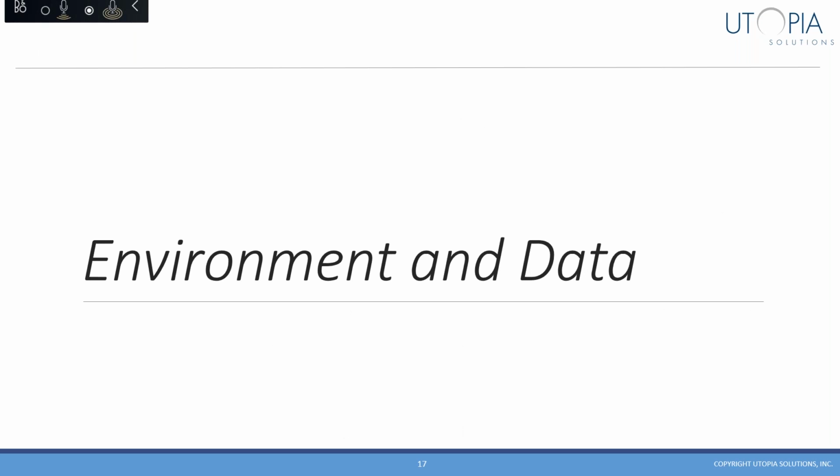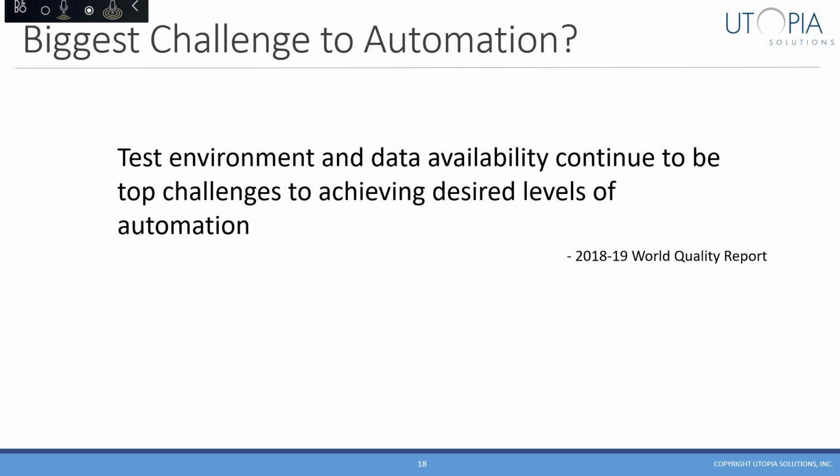Actually, next. So we're going to spend the remainder of the time talking about environment and data. And I think one of the most common phrases we hear when trying to understand and reproduce an issue is, well, it worked on my machine. And as we just discussed, test automation scope and approach are certainly obstacles to effective automation, but as this year's World Quality Report states, test environment and data are the top challenges. And I think this has been true for quite a while.